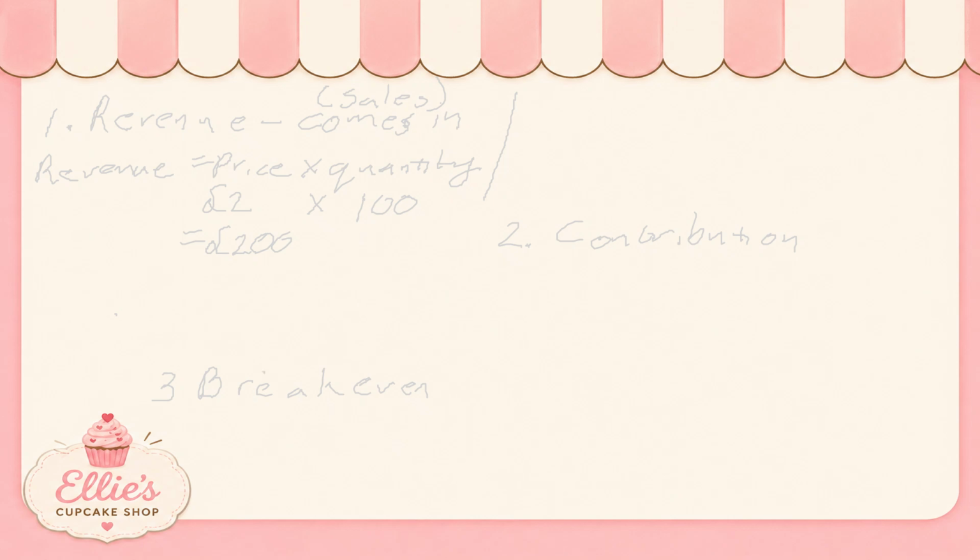So on this side, we know the revenue is the money coming in, so of course costs is the money going out, what she's spending. And we know that total cost is equal to fixed cost plus variable cost. Okay. So every cupcake costs her £1 to make. That's her variable cost, and we know she's made 100 cupcakes. So her variable cost is going to be £100.